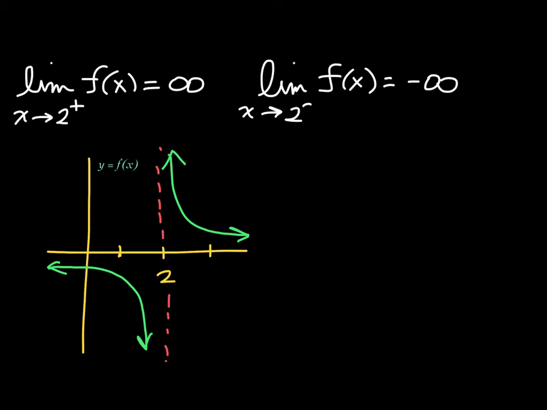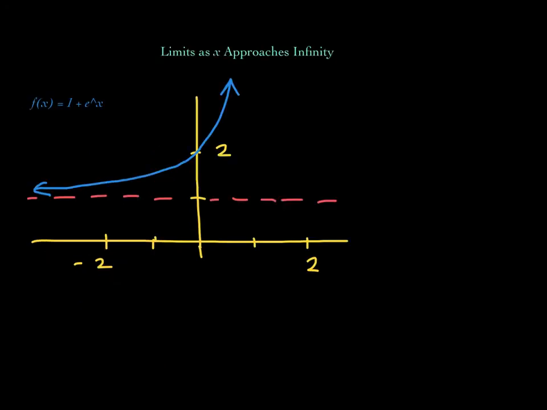All right, very good. Now, I want to end this lesson by looking at limits as x approaches positive and negative infinity. Consider the following function. f of x is equal to 1 plus e to the power of x. So this is the natural exponential function that is just shifted up 1 unit. It does have a horizontal asymptote at y equal to 1. So the graph gets infinitely close to y equal to 1. It crosses the y-axis right here at (0, 2).